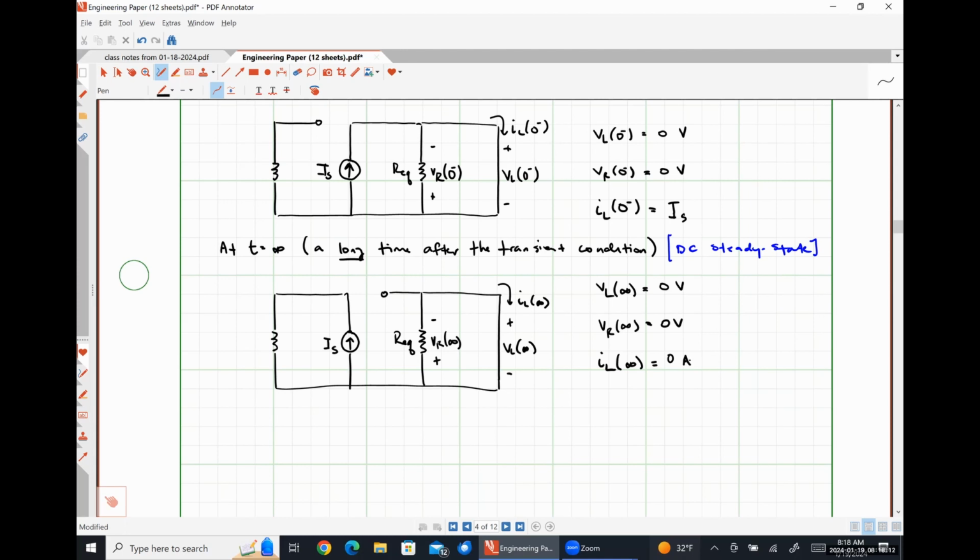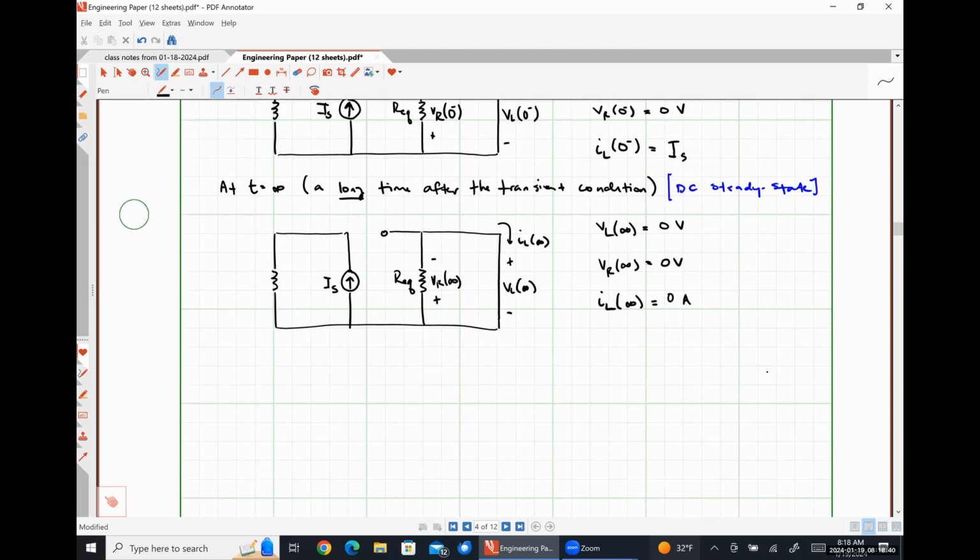So at this point in time, t equals infinity, effectively our inductor has lost all of its stored energy. So whatever energy it had at t equals 0 minus, it has been lost somewhere. The process of the inductor losing its energy is what's going on during the transient condition, and that's what we're going to mathematically figure out, okay?